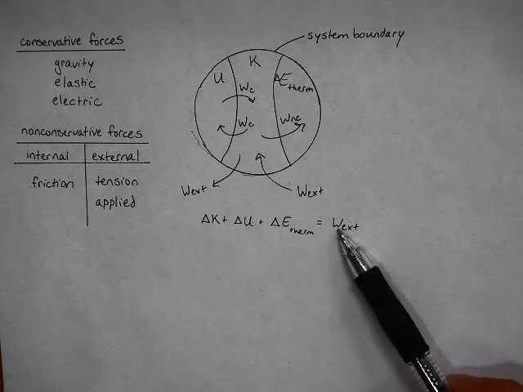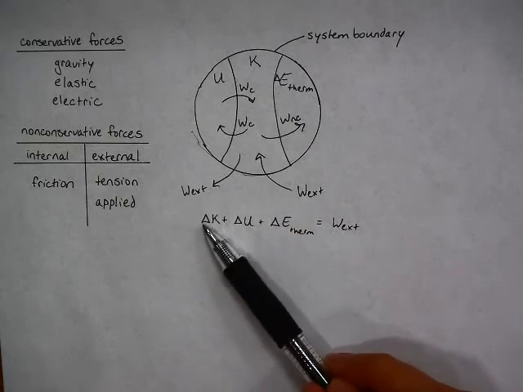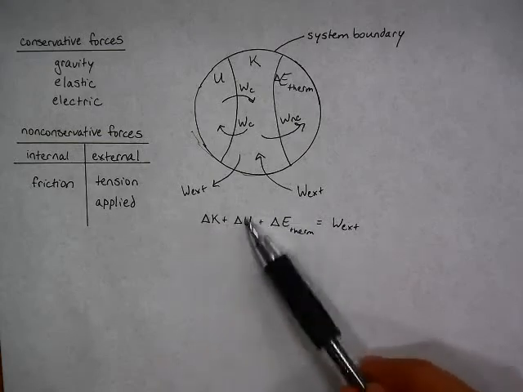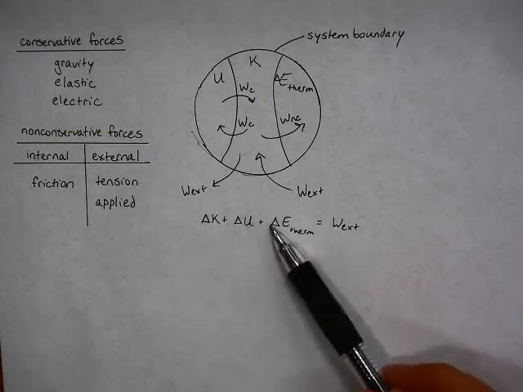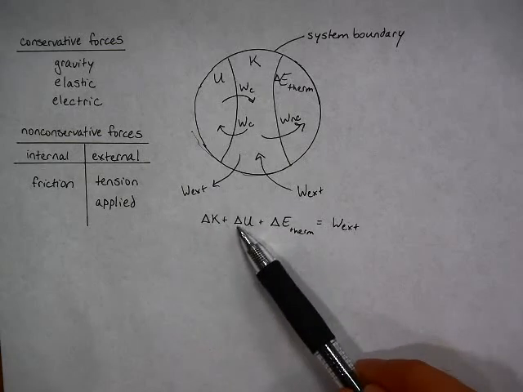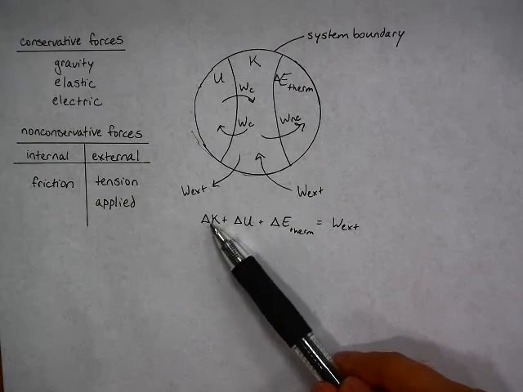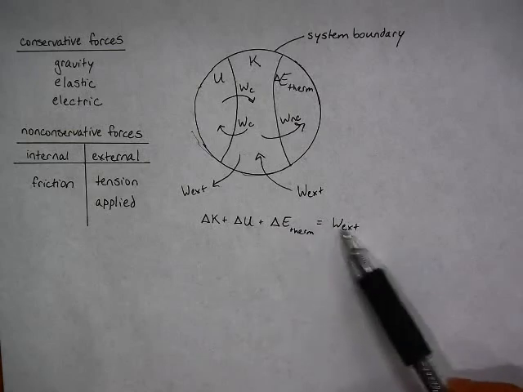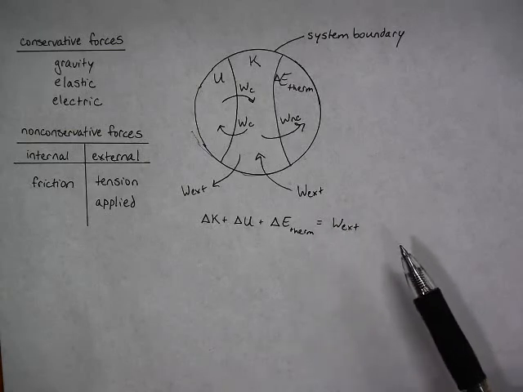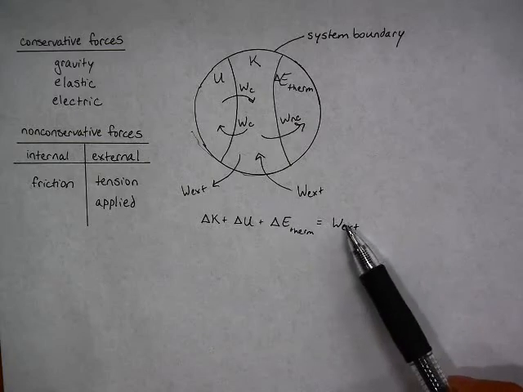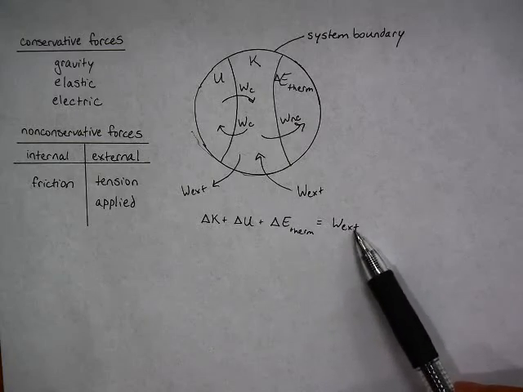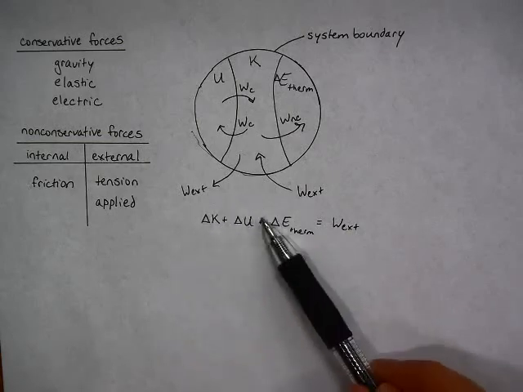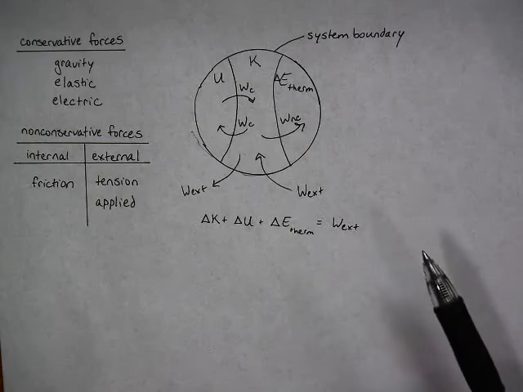Again, if the system is isolated, these three types of energy can fluctuate, but there's always offsetting amounts. If K goes up 10, U goes down 10. If K goes down 3, E goes up 3, for example. Okay, all the changes sum to 0. If energy is added to the system, for example, 5 joules of energy is added to the system by an external force doing work, then the sum of these three changes adds up to that 5 joules of energy.